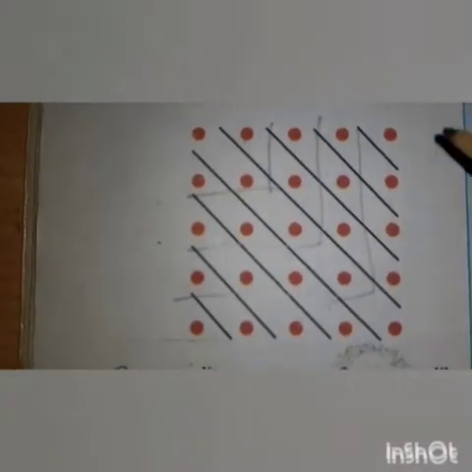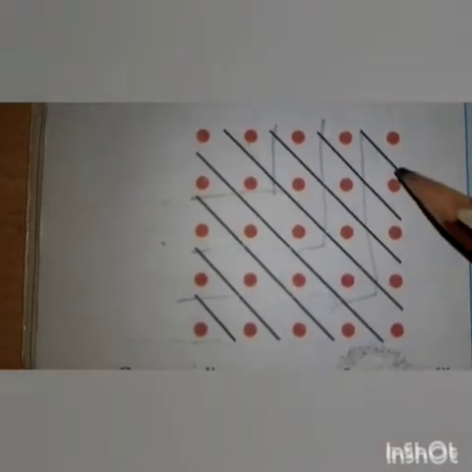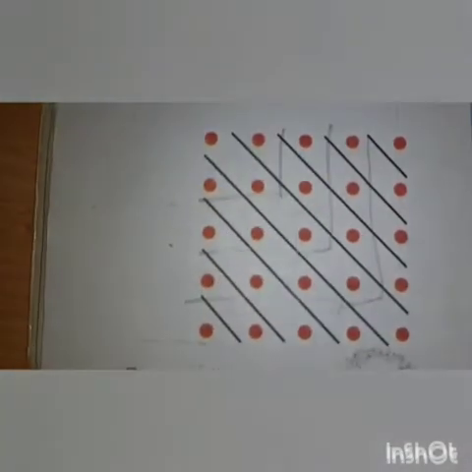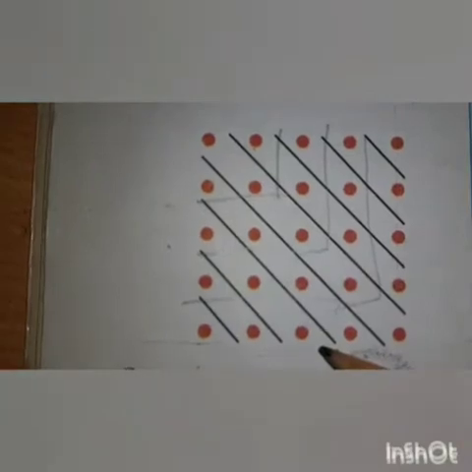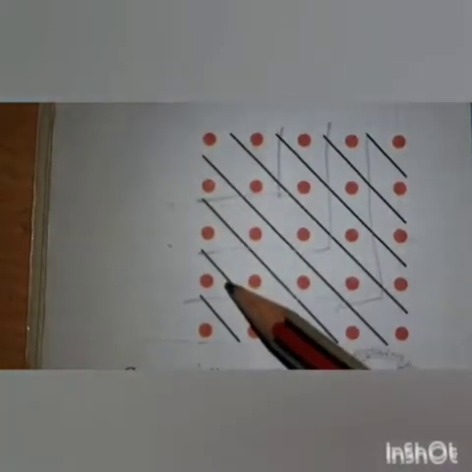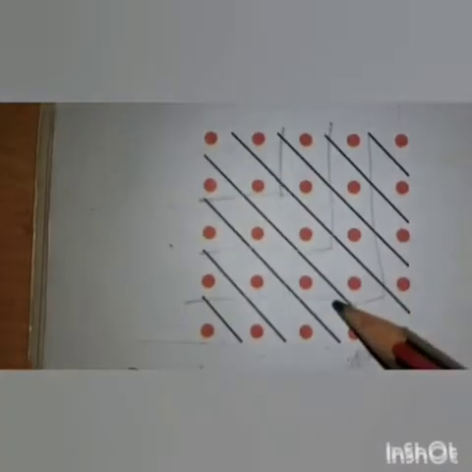So for making a square, you should have an equal number of rows and columns. Then only you will get a perfect square. So the number of rows and the number of columns should be equal. Then only you will get a square.